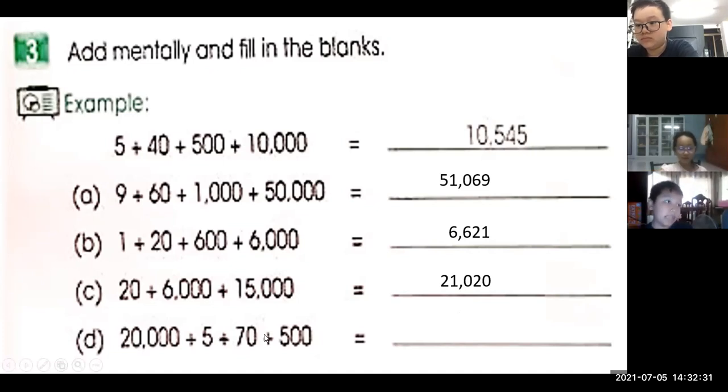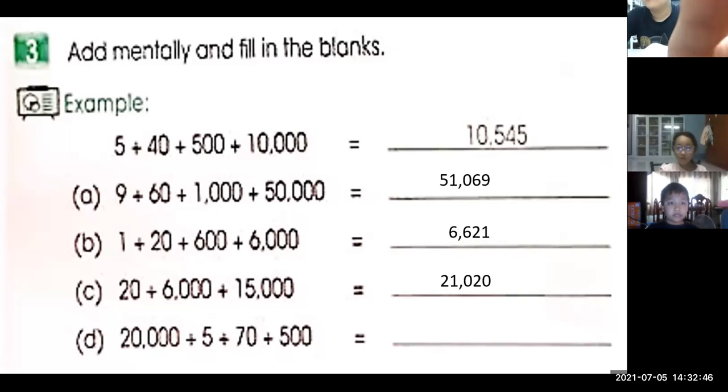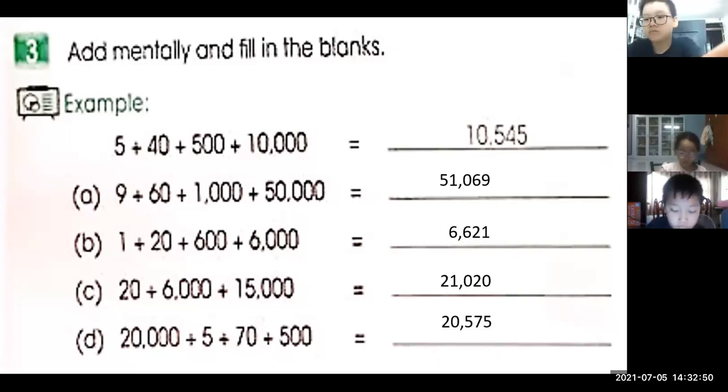Letter D, the number here is mixed. 20,000 plus 5 plus 70 plus 500. What do you think is the answer here in letter D? Letter D. 20,575. Okay, 20,575. Very good.